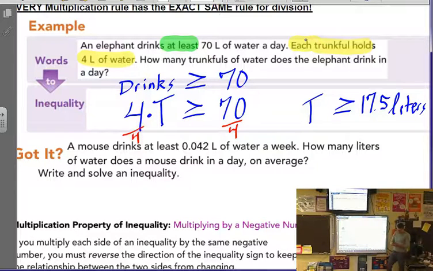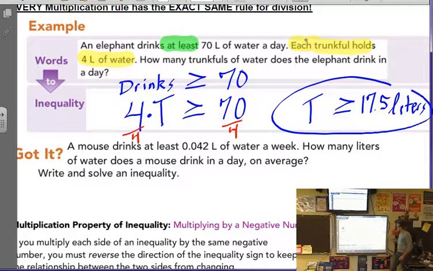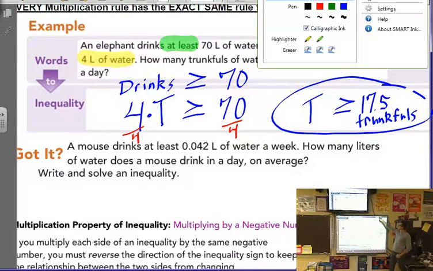But just for good measure, let's check. And it is 17.5. So each trunkful has to be at least, this is trunkfuls, not liters. So he needs to drink at least 17.5 trunkfuls. So really, if we were to simplify this, we'd probably say he drinks 18 or more, because half a trunkful would be a little bit awkward. I'm sure it could happen, but it'd just be a little weird.